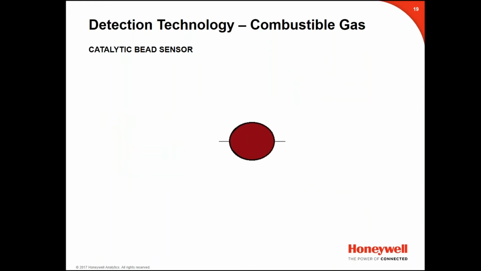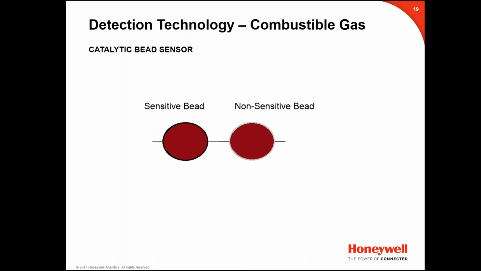So a single catalytic bead sensor represents half of our sensor. To compensate for these changes in temperature and humidity, a second bead or pellister is added. The second bead is produced so that it does not respond to the presence of combustible gases. When there is no combustible gas present, the relative resistance of the coils is equal.